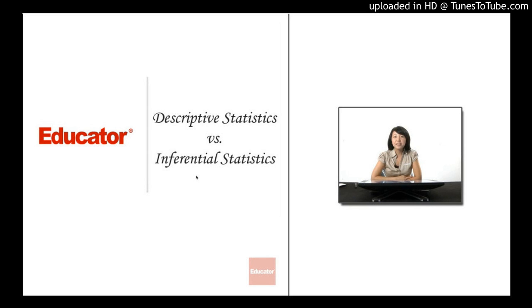So SS total is going to be for every single exercise regime, for every single one of these data points, I need to find that distance away from the grand mean, square them, add them all up, and that's going to be my SS total, right? So for E1, here's my subtotal for SS total. For E2, my subtotal for SS total. And for E3, my subtotal for SS total.